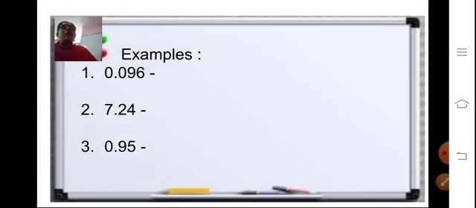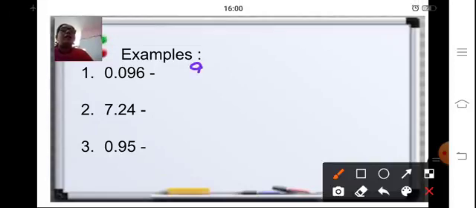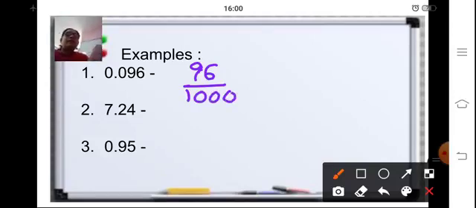Okay, now 0.096. Now here write the number as it is without the decimal point. So that will be 96. Now after the decimal point, how many places? 0, 9 and 6. So that is 3 places. That means in the denominator you write the number as 1000. Okay.